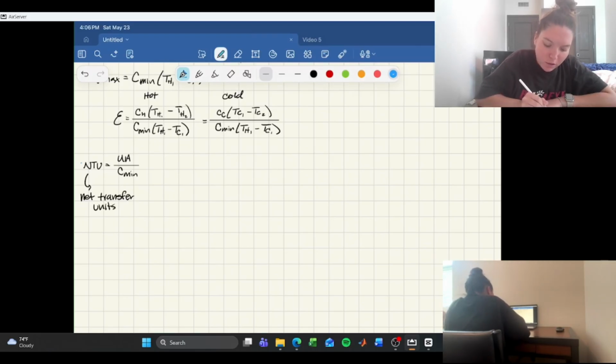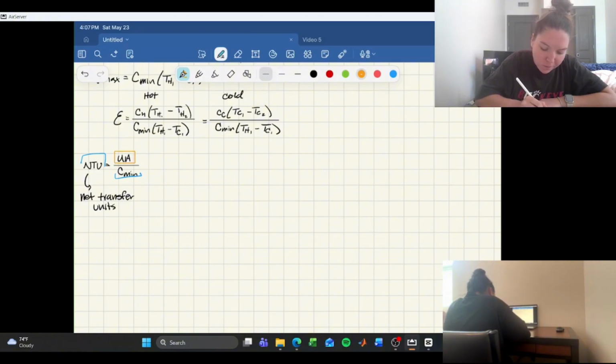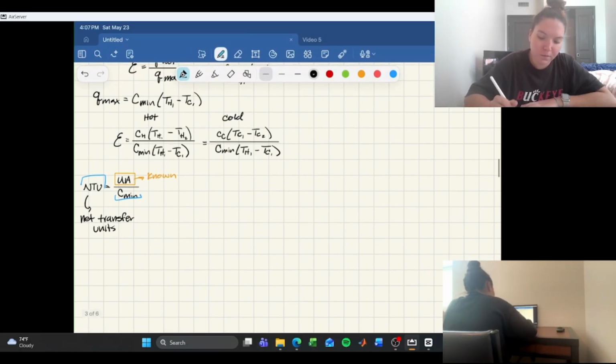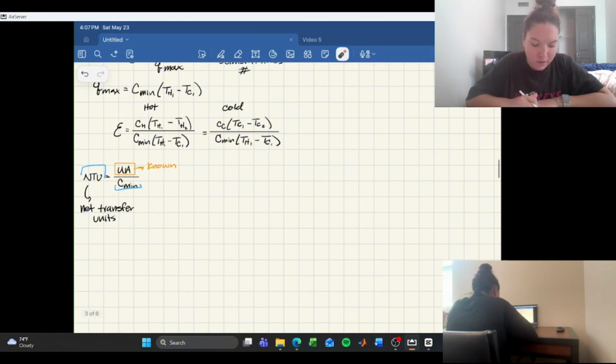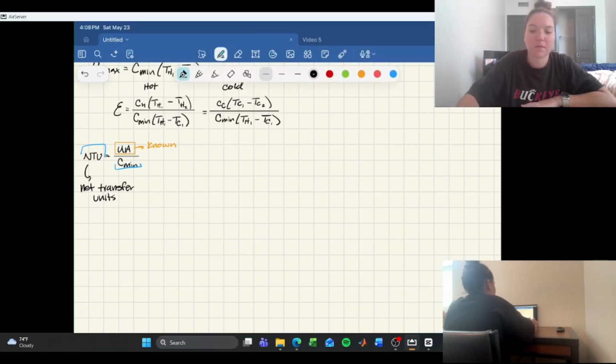And both the net transfer units and the minimum flow rate can be solved interchangeably, so you can either decide which one you want to give a value for and solve for the other one. Because this term up here, the cross-sectional area times the universal heat transfer coefficient, this is mostly known. So for example, if you know what you want C min to be, then you can plug that in for the effectiveness or the efficiency and solve for the net transfer units, or do the opposite.